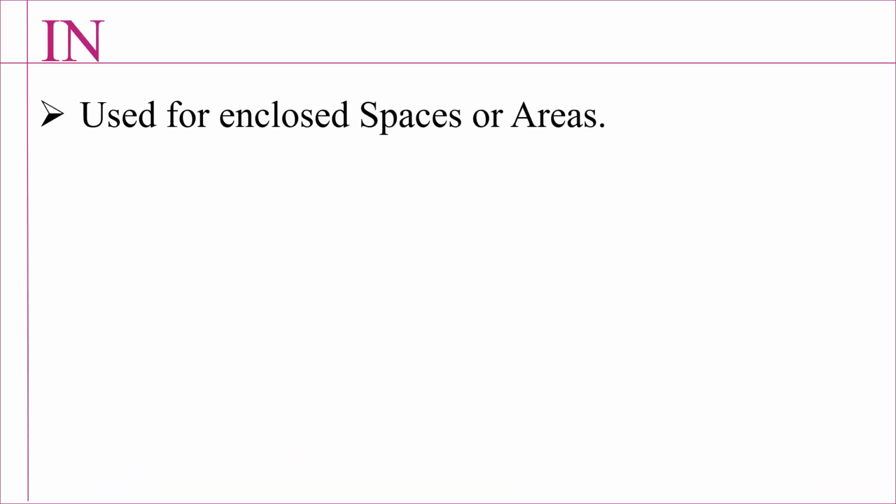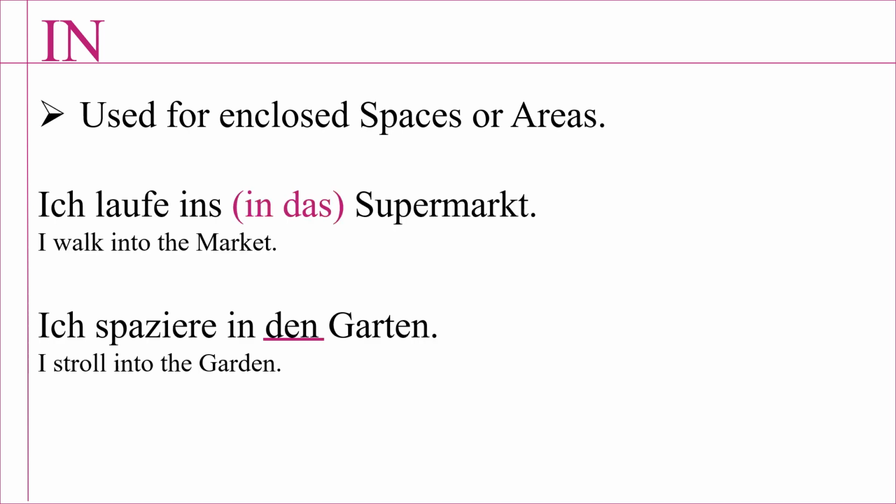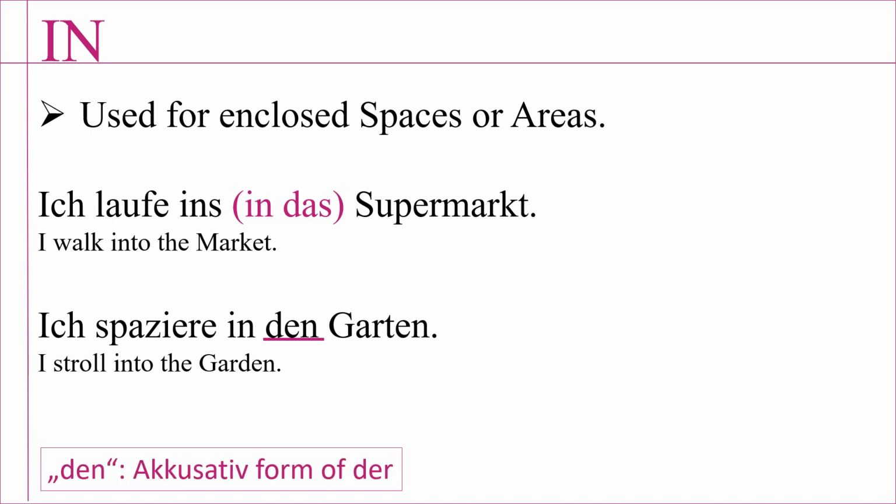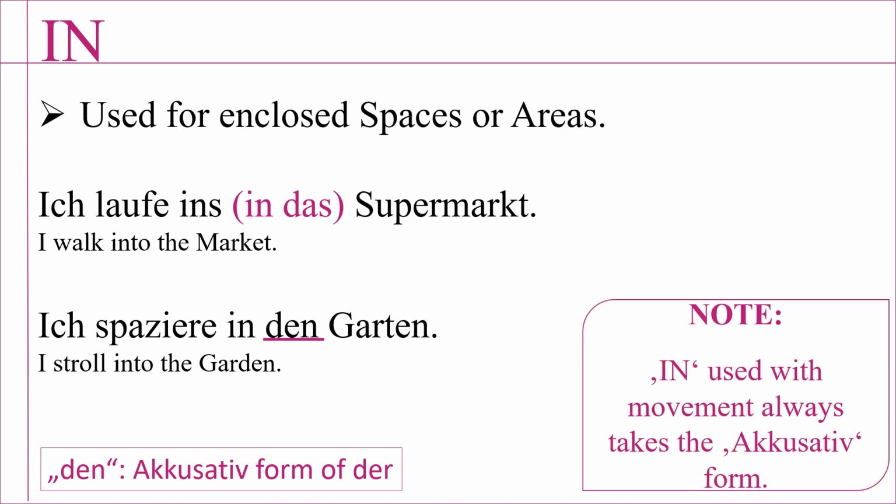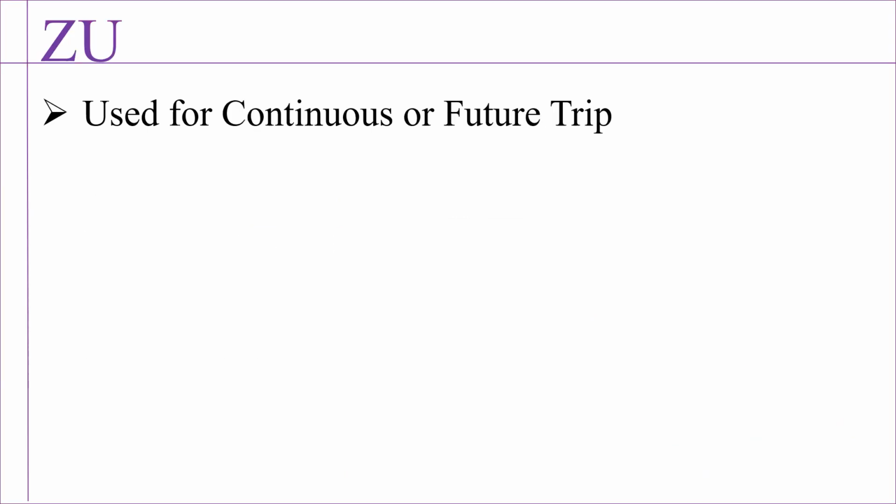In is used for enclosed spaces or areas. For example, ich laufe ins Supermarkt. Ins is the contraction of in das. And ich spaziere in den Garten. Den is the accusative form of der. Note that in used with movement always takes the accusative form.